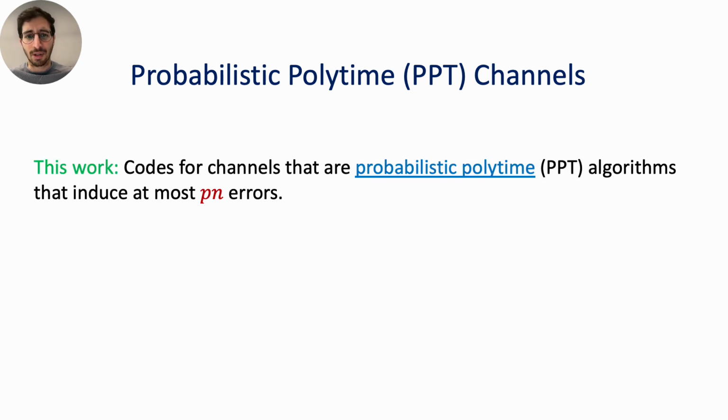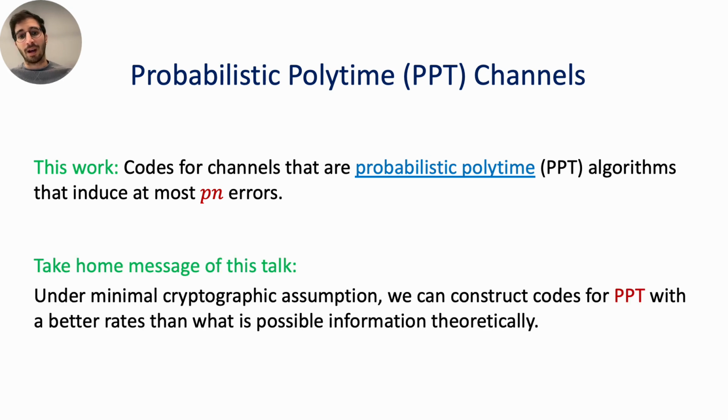And by this I mean that we're going to consider algorithms that run in some polynomial time and induce at most pN errors. And the take-home message of this talk is that under minimum cryptographic assumptions, we are able to construct codes for PPT adversaries, or for computationally bounded adversaries, if you want, under minimum assumptions and without any setup, achieving a better rate than what's possible for Hamming. Okay, so you should think of this as having an adversary that is computationally bounded and has a limitation on the amount of error it can induce. But other than that, this is exactly the setup you would want or expect from coding theory.